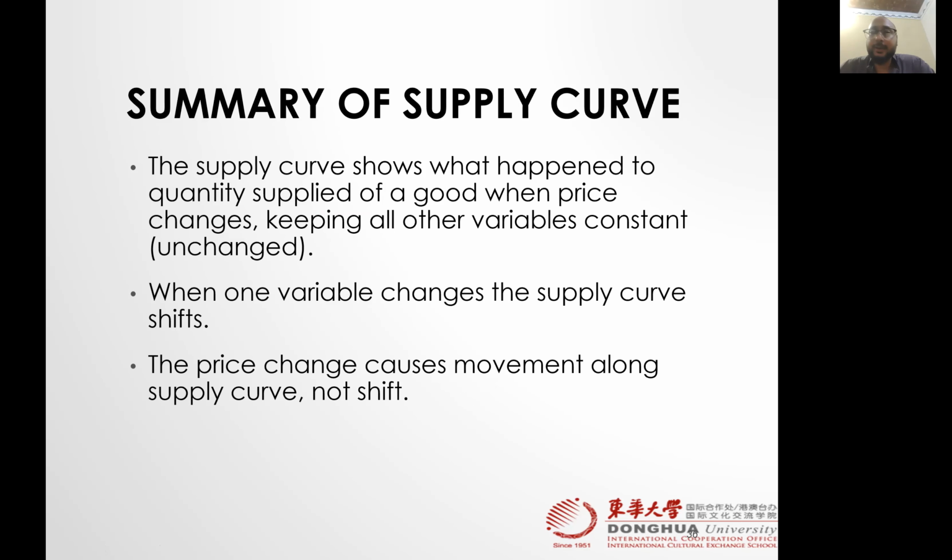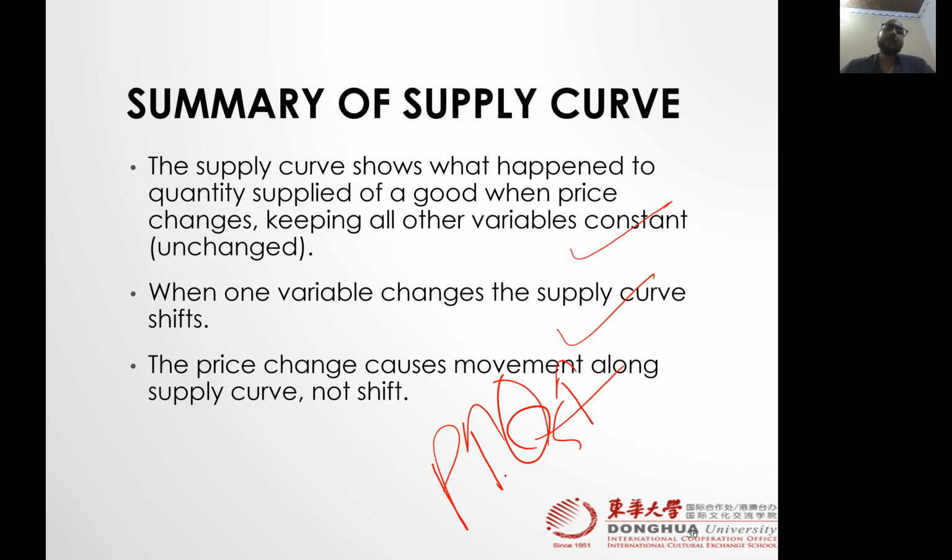Now the summary of supply curve, what we have talked about until now. Symbol, what is movement, what is shift, and what is supply curve? What is supply? Law of supply. Law of supply means if the price of the product rises, quantity supplied also increases. So what is the movement? If there is a change in quantity supplied, and the reason is price, we call this movement.